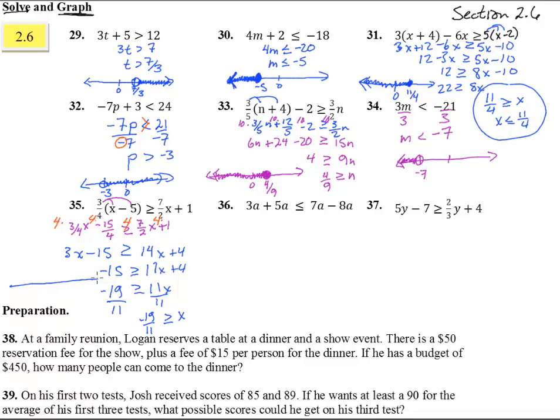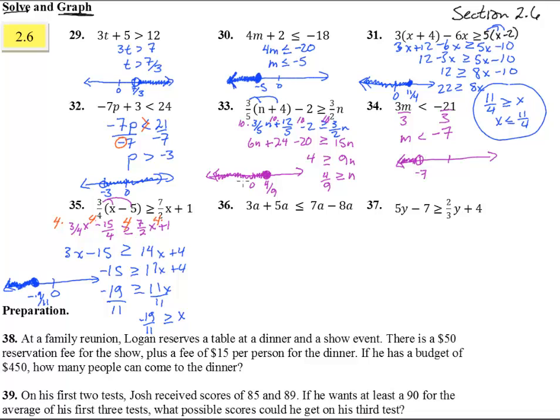Put that on the graph. Here's 0, negative 19/11, somewhere down here. And x is on the smaller side of that, so it's all these guys down here. And it's less than or equal to, so it is going to be a solid dot. So there we have the graph.